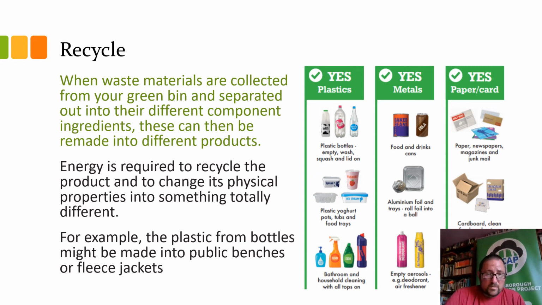When materials are collected from your green bin and separated into different components, ingredients if you like, these can be remade into different products. Energy is required to recycle the product and to change its physical properties into something different, but this is much less than the energy required to produce new and virgin versions of the same material. For example, plastic from bottles might be made into public benches or even fleece jackets.